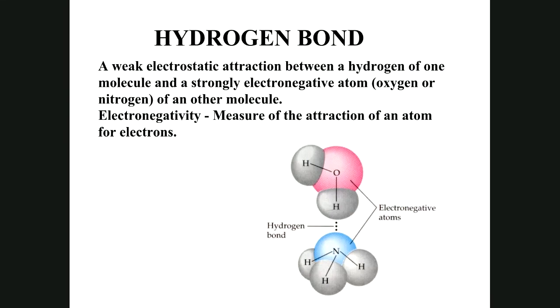Electronegativity, the measure of attraction of an atom for electrons. So it has a very strong pull, and so it's going to form a hydrogen bond with the hydrogen of that water molecule. Water molecules, we'll see later, form hydrogen bonds with the surrounding water molecules. So we will see that in the future, each water molecule can form or have 4 hydrogen bonds around it, each molecule of water.